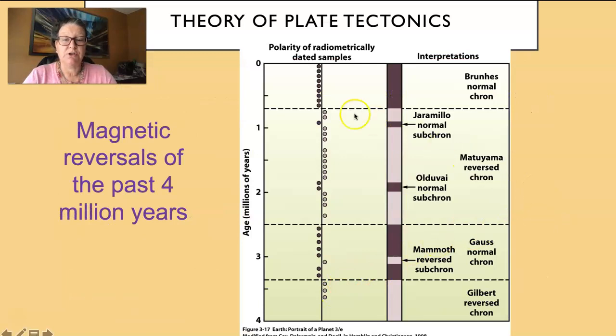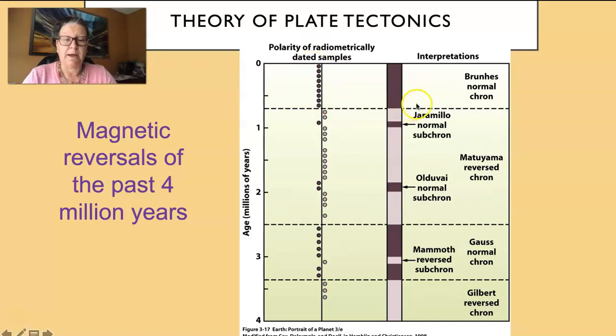So here's a chronology of the past 4 million years. This is just a very, very recent bit of time with the present at the top and 1, 2, 3, 4 million here. And these are magnetic reversals. And they have names: Brunhes normal chron, Matuyama reverse chron. You don't have to worry about the names. People take paleomagnetic samples and we can tell if they're normal or reversed.